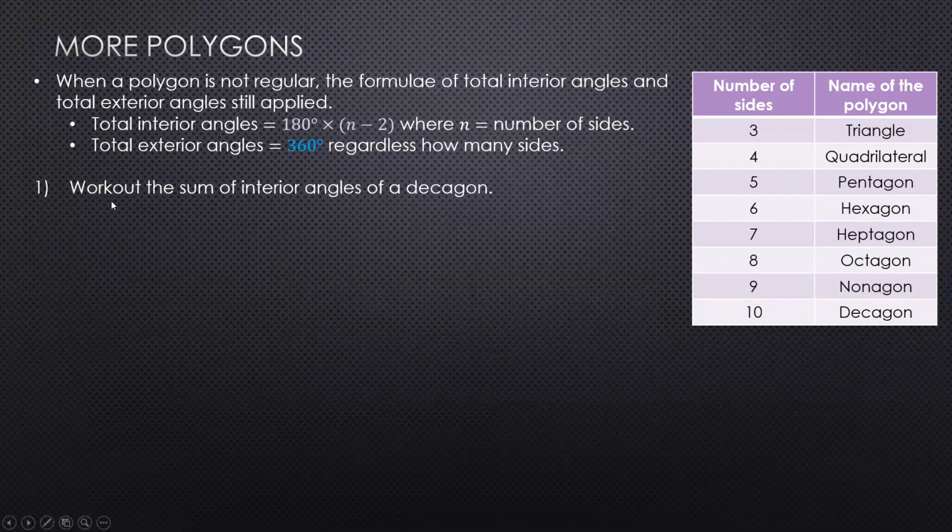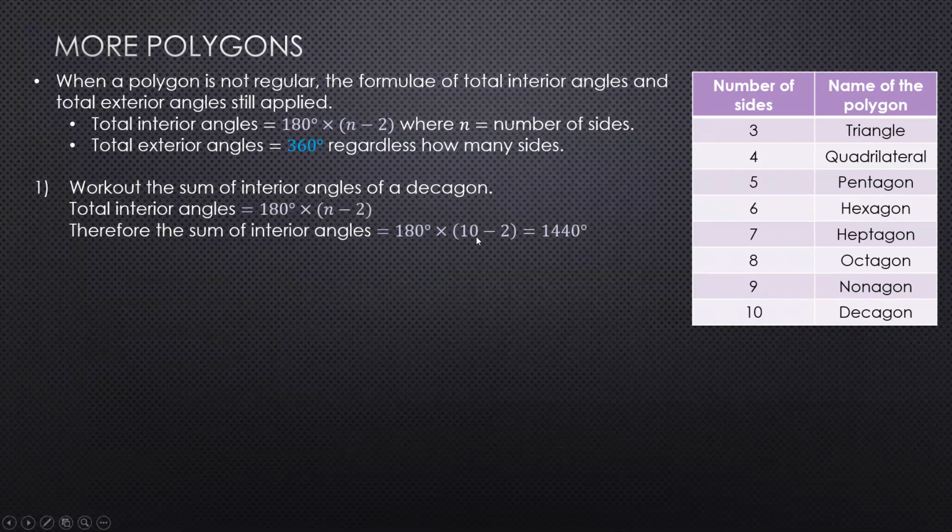The question is asking now, work out the sum of the interior angles of a decagon. That means we need to know the total of the interior angles of a 10-sided polygon. Very easy, you just replace n with 10, then you calculate it, and you get 1,440 in total. That will be the total interior angles in a decagon.